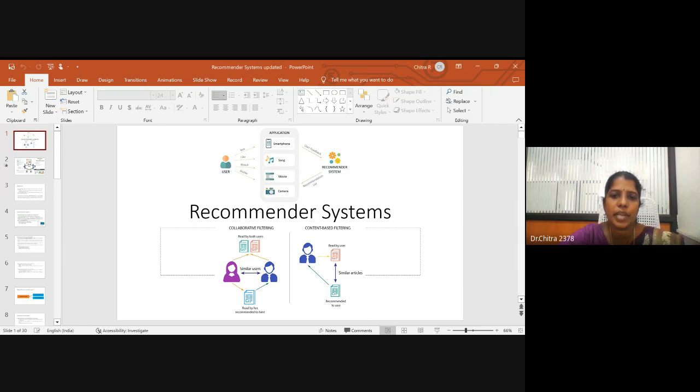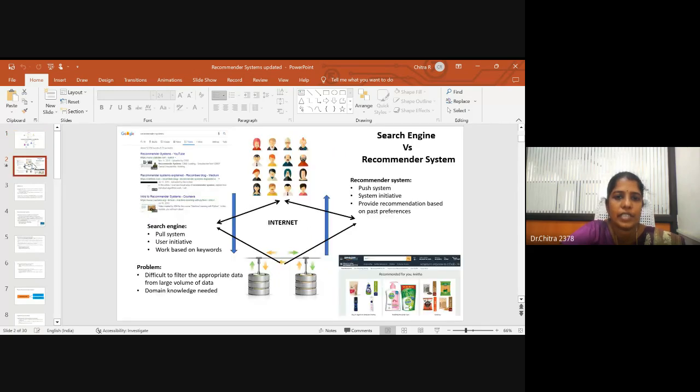The recommendation system is based on user behavior. Based on the usage of the user, the system will recommend something to the user. That is called the recommendation system. It works based on two concepts, collaborative filtering as well as content-based filtering. Before that, there is a difference between the search engine and the recommender system. Google is an example of a search engine, whereas Flipkart, Amazon, Redbus are all examples of recommender systems.